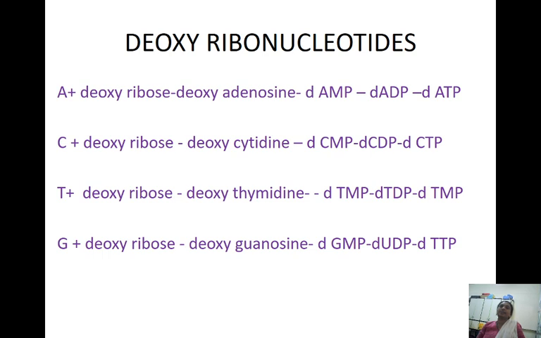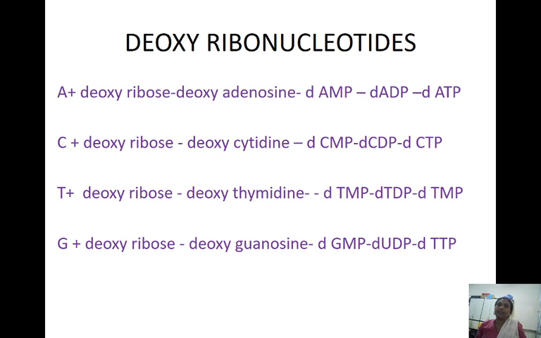Like that, cytosine plus deoxyribose forms a nucleoside, that is deoxycytidine. On further phosphorylation, addition of phosphate groups at the 5' forms dCMP, dCDP and dCTP. Now thymine with deoxyribose forms a nucleoside, that is deoxythymidine. This on phosphorylation forms its mono-, di- and trinucleotides, dTMP, dTDP and dTTP. Sorry, here it is TTP.